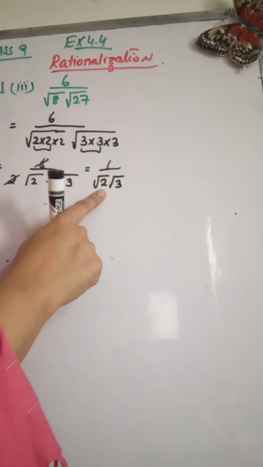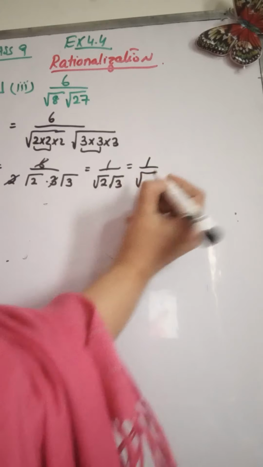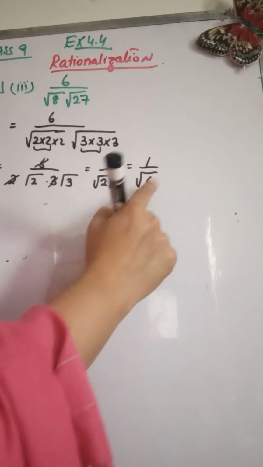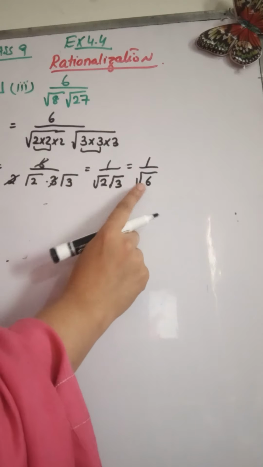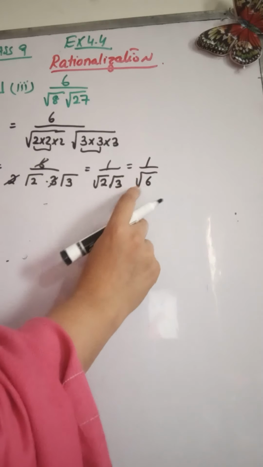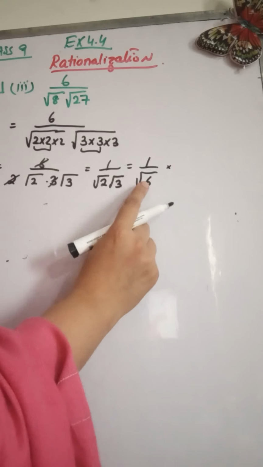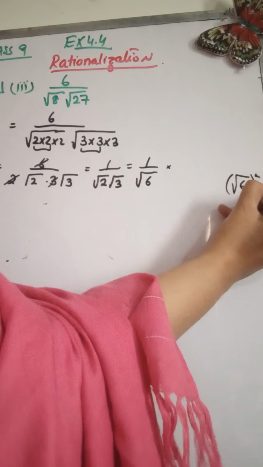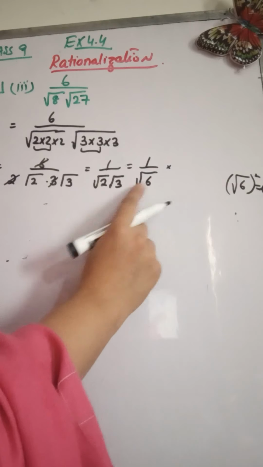These are both irrational numbers. To rationalize them, let me put them under one root. Under root 2 into under root 3 can be written as under root 6. Now I will try to rationalize the denominator, and that is how we are going to do it. We are going to do it by removing this radical sign. We know that this radical sign will be removed if there is an under root 6 multiplied with this under root 6, because under root 6 whole square gives us 6. So we need one more under root 6 over here to make it a rational number.